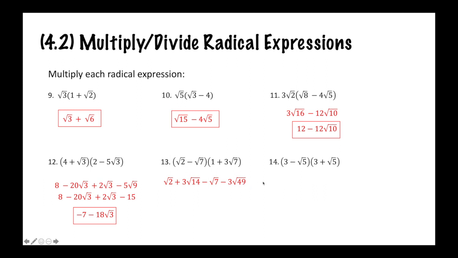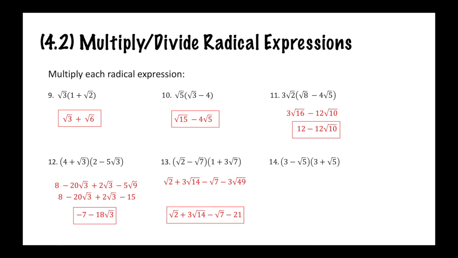Now there's a little more cleaning up I can do here. The square root of 49 is going to turn into 7. So I have negative 3 times 7 here, which is negative 21. So at this point, I want to look to see if I can combine anything. Nothing here has the same radicand, so we're going to go ahead and say that that is the final answer.